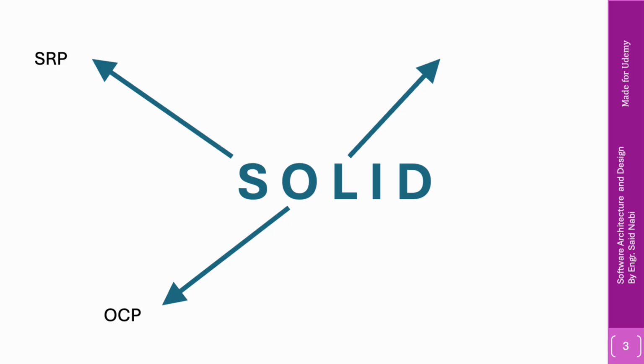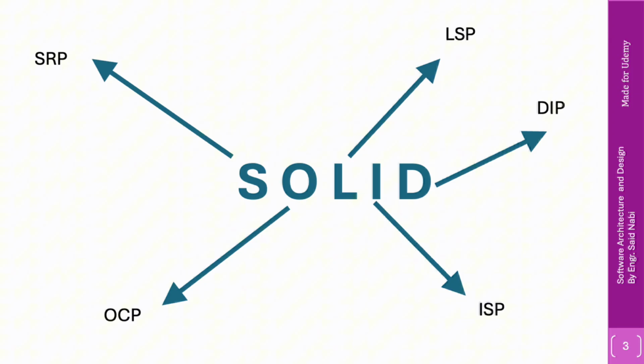So the term SOLID: the S stands for the single responsibility principle, and the O stands for the open closed principle, and the L stands for the Liskov substitution principle. Similarly, the I stands for the interface segregation principle, and the D stands for the dependency inversion principle. So that's what makes the SOLID design principles. Why is it called SOLID? Each letter in this word has a different meaning.